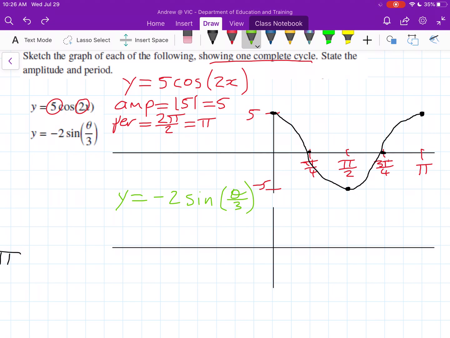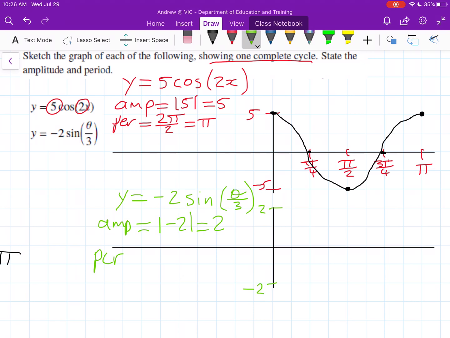Now, with our second example, we need to do the same thing. Whenever you get a graphing question, you need to work out your amplitude and your period. Amplitude, this one's going to be the magnitude of negative 2. This just changes it to positive 2. So this is how we can work that out. And I'm going to do the same thing here and just make this 2 and negative 2.